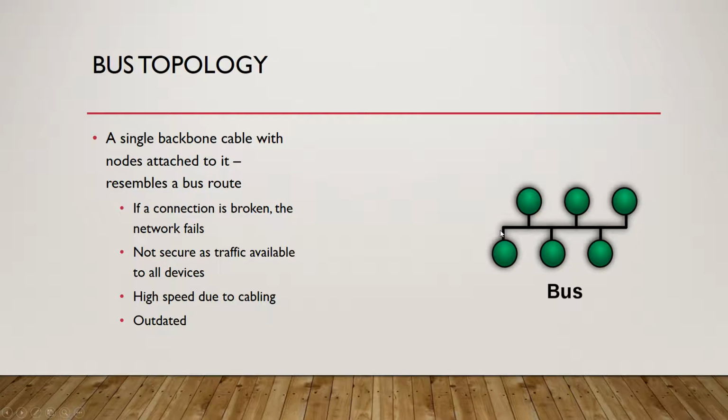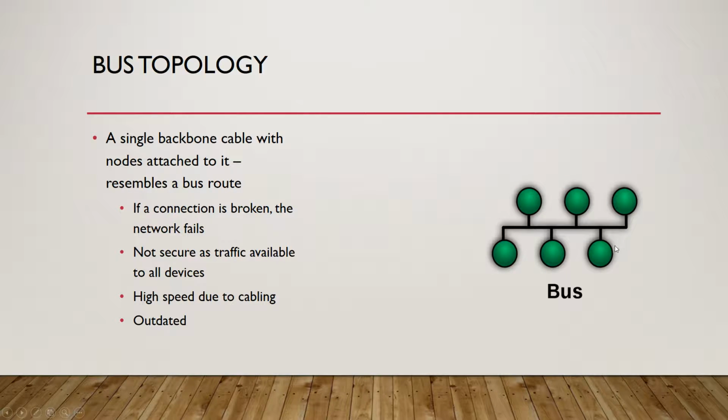But if those terminators are missing, or if they get knocked off or lost, then the network goes down. Also, if one of these cables, be it the backbone or one of the computer cables, goes, the network goes down. It becomes unterminated, and the entire network fails. Now, if the first device wants to send information to the last device, information is sent out and it goes to every single device along the way. So it's very, very insecure. Every device can see all the information that's sent across.